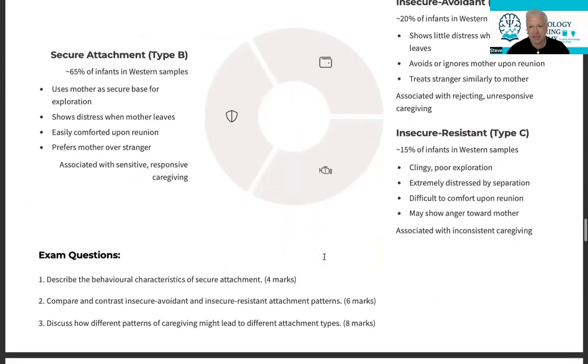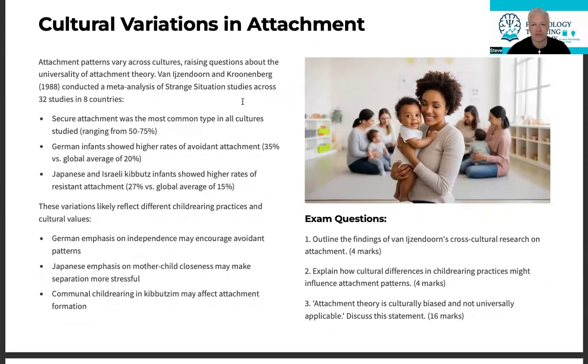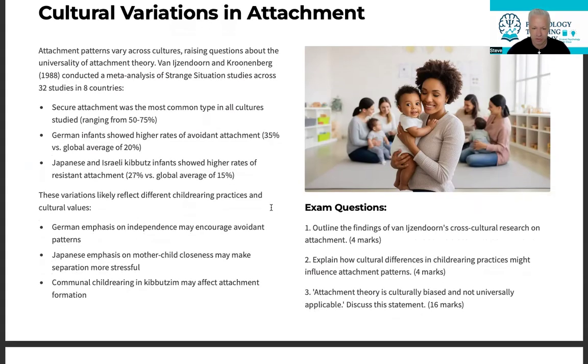Now, one of the main studies by Van Ijzendoorn and Kroonenberg was a meta-analysis of the Strange Situation. This was carried out in 32 studies from 8 countries. And secure attachment was the most common across all cultures. There were some big differences between type A and type C, depending on whether you're an individualistic or collectivist culture. For example, German infants showed higher rates of avoidant attachment, and Japanese and Israeli kibbutz infants showed higher rates of resistant attachment. So there's some cross-cultural variation.